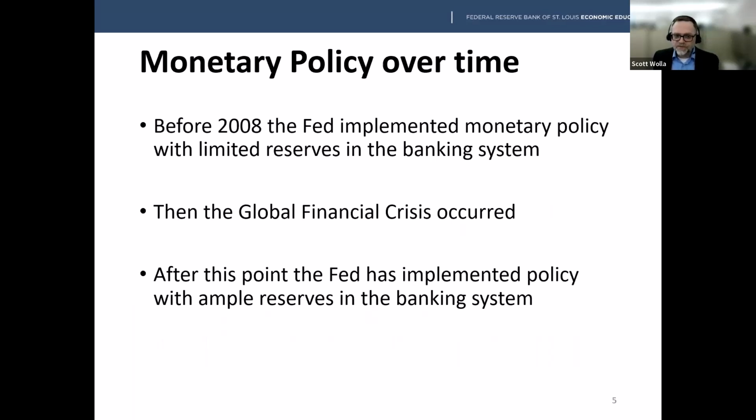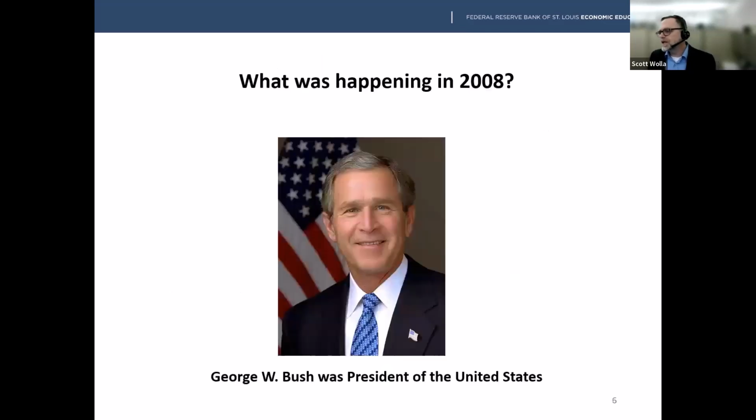Before 2008, the Fed implemented monetary policy with limited reserves in the banking system. The global financial crisis occurred, and after this point, the Fed uses ample reserves in the banking system to implement policy. And we'll be covering that in greater detail as we go through the presentation. But now let's take a short walk down memory lane.